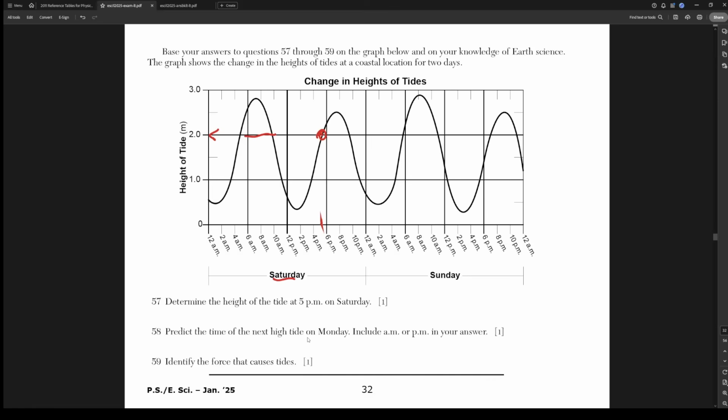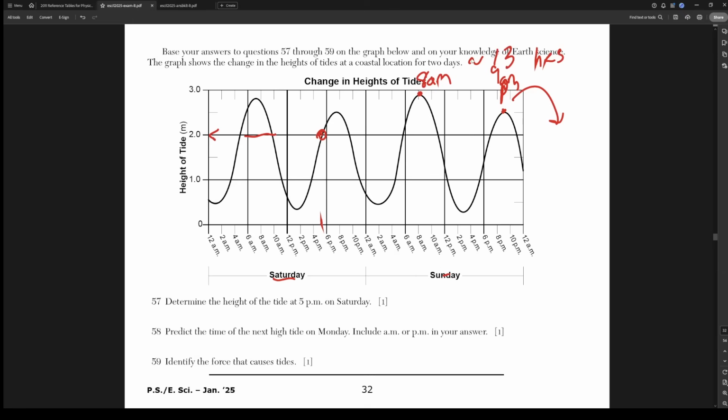Predict the time of the next high tide on Monday. Okay, so first we got to see how far apart these high tides are, because this is Sunday, so we need to get the next one, right? So we got to figure this one's at about 8 a.m. and this high tide's about 9 p.m. So it looks like on this graph, it's about 13 hours.